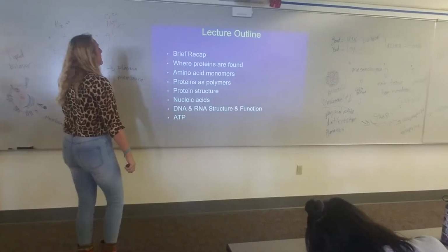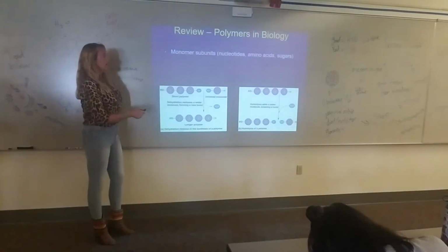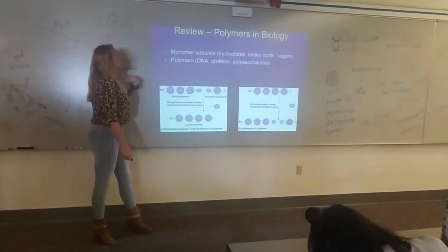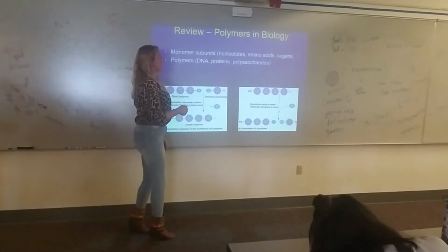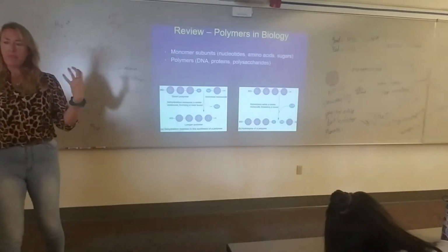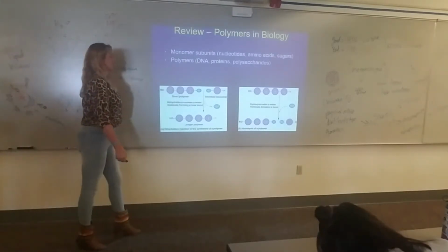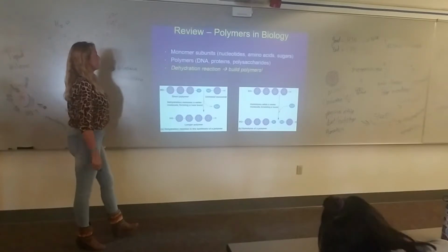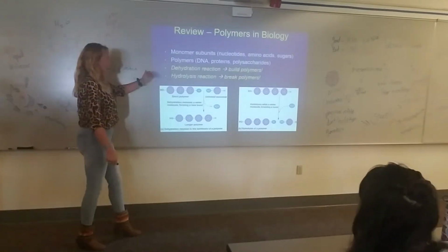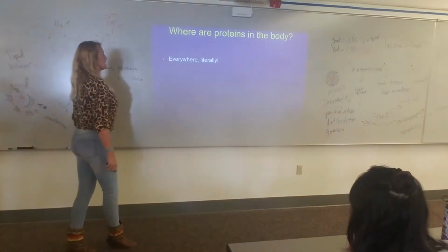So these are the major macromolecules continuing on. Monomer subunits are nucleotides, amino acids, sugars. Polymers are like DNA, proteins, polysaccharides. So we've been talking about the building blocks and then the big giant macromolecules, right? There are two different types of reactions that make them or break them: the dehydration reaction and the hydrolysis reaction. This is all review, so I'm skipping over this.